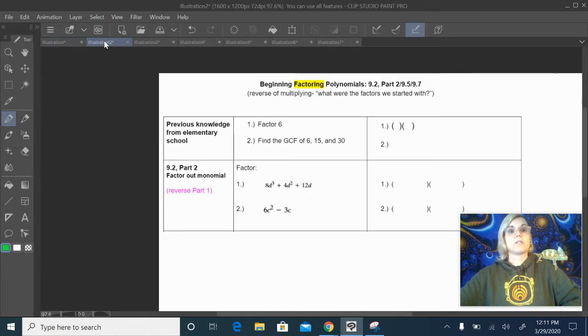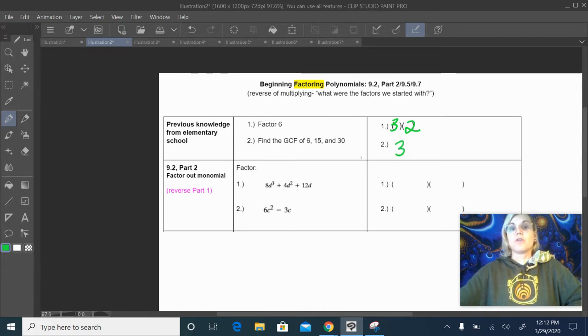So let's talk about the first type, just basic factoring. Let's talk about elementary school. In elementary school, you learned to factor. You talked about factors and multiples. If I want to find the factors of 6, or if I was asked to factor 6, I would say that 3 times 2 multiply to give me 6, so 3 and 2 are the factors. Now, if I wanted to talk about the greatest common factor, then I would ask, what is a factor of 6, 15, and 30 that they all share, and the biggest of those? 6, 15, and 30 all share a common factor of 3. There's no other one that they share, so it's also the greatest common factor.